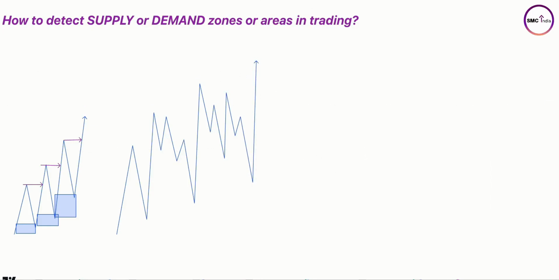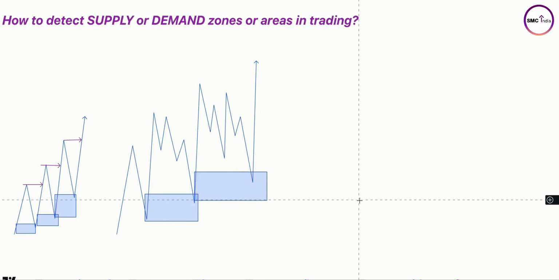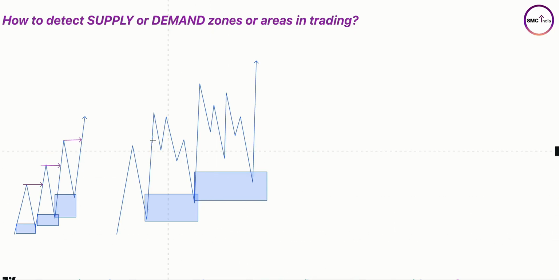So the demand zones are the zones which cause break of structure to the upside. These areas are real demand zones when they create break of structure to the upside.